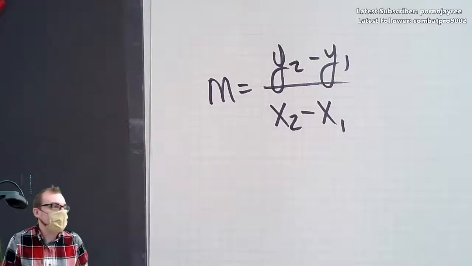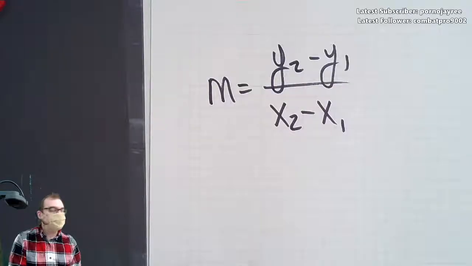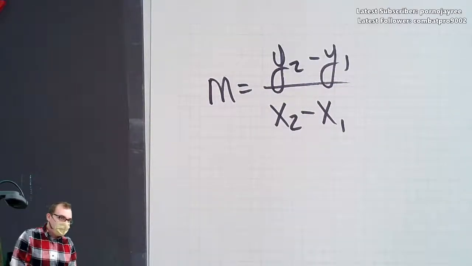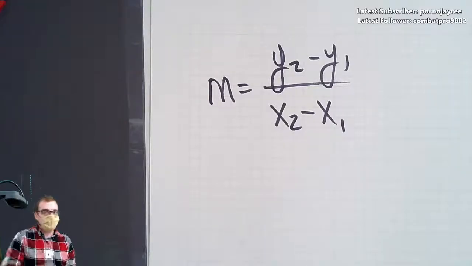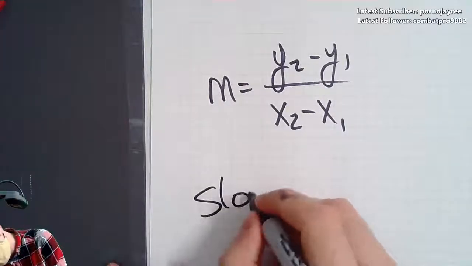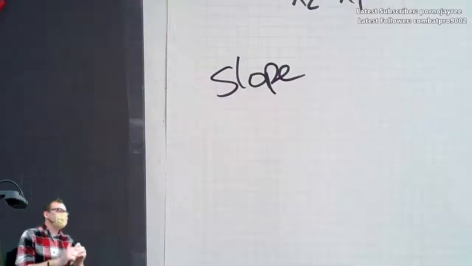They call it the slope formula. Okay, great. It's y2 minus y1 over x2 minus x1. I have that right. You have no idea what it means. Let's talk about slope. What is slope? What's the idea? What does slope mean?